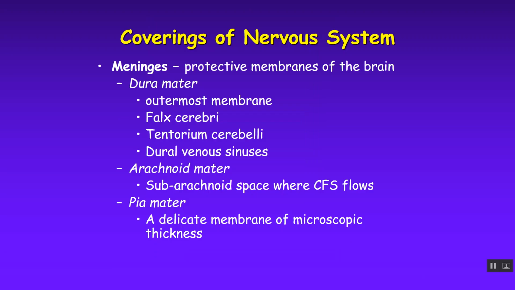So as I mentioned, there are coverings of the nervous system. These are just protective layers of the nervous system. It has three different layers. The dura mater is the outermost layer. So dura is tough, mater is mother: tough mother, literally. That's what it means, tough mother.